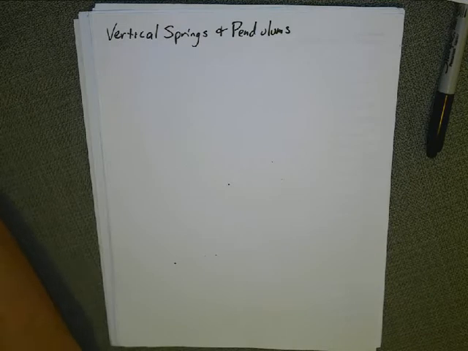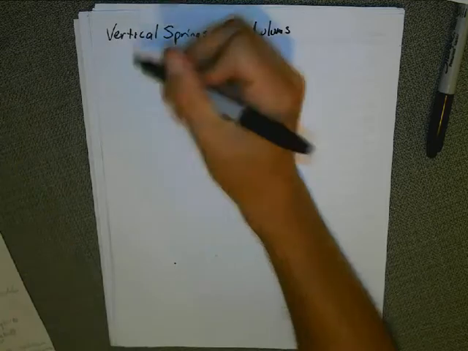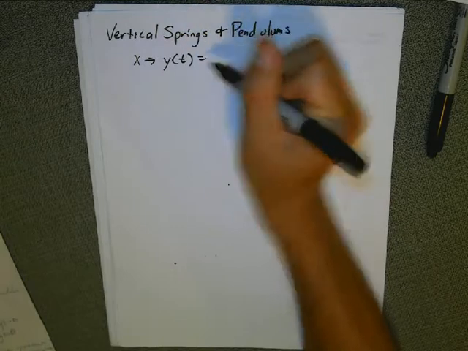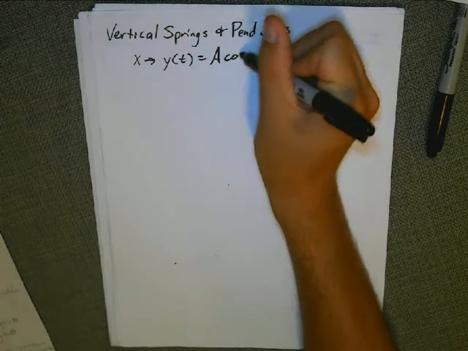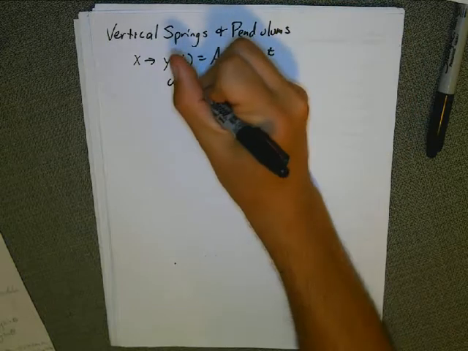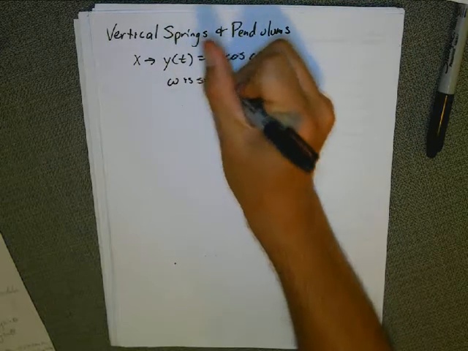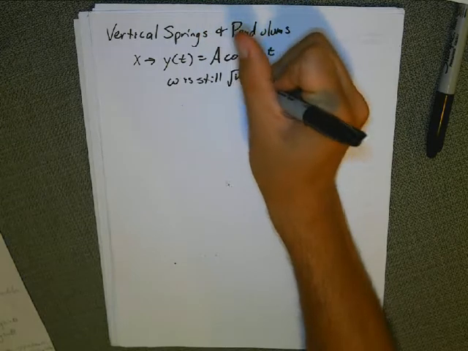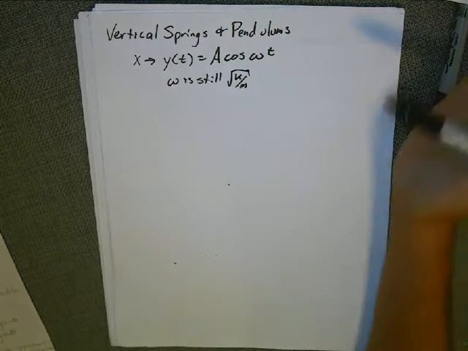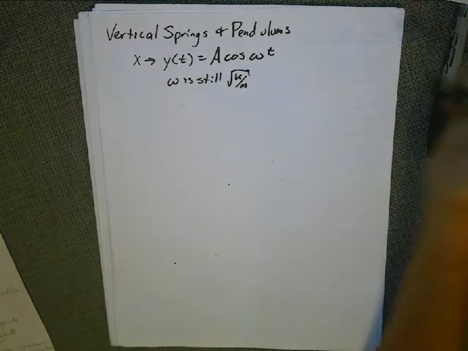So everything that we've learned in the last video about horizontal springs also applies to vertical springs. We just kind of changed a couple of the variables. So instead of x, we change it to y of t equals a cosine omega t. And omega is actually still the square root of k over m. So that doesn't change.